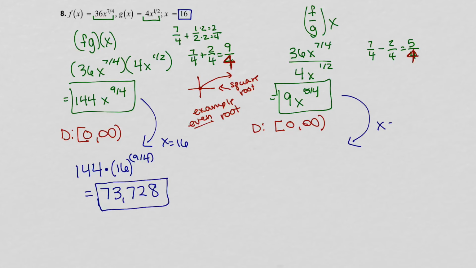And this time we're going to plug in our 16 for this one. So 9 times 16 to the 5/4 power. Again, just remember what you need to do in your calculator. Hit pause if you need to. You will get 288.